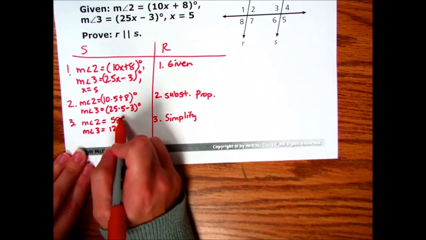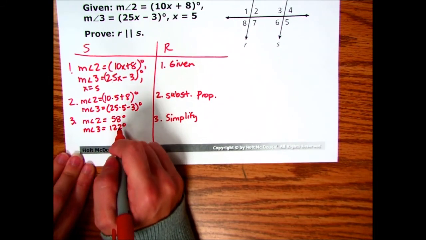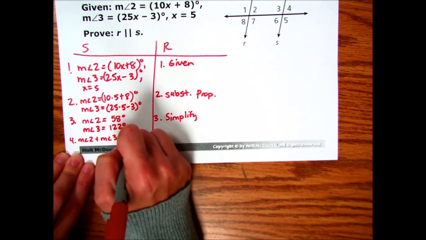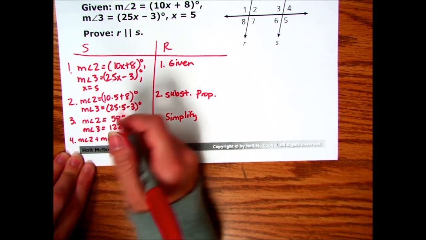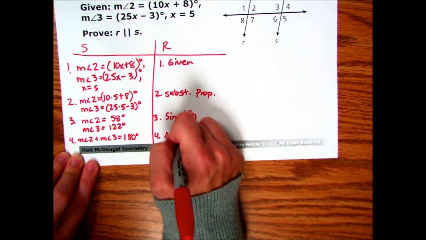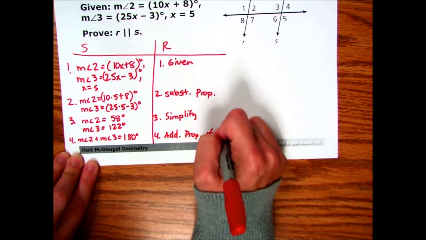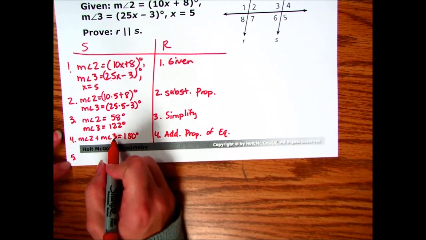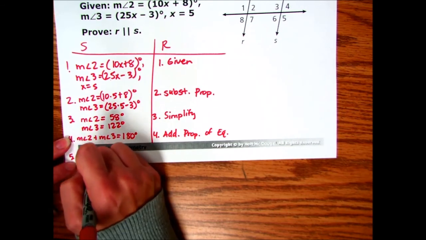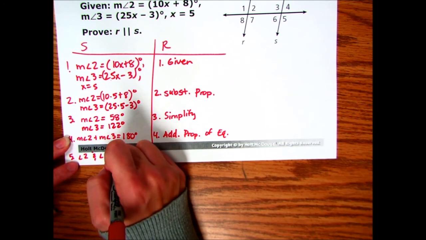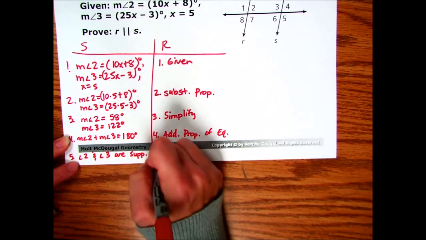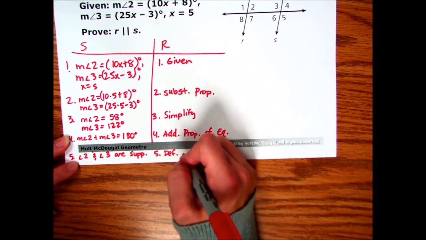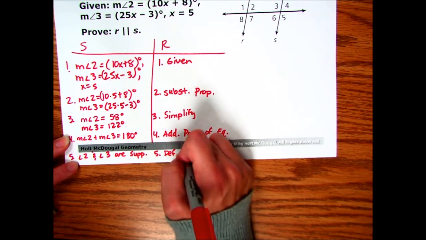Now if you notice these two angles, if we added them together, they would be equal to 180. So if I said that the measure of angle 2 plus the measure of angle 3 is equal to 180, what did I do? I added them together. That would make this the addition property. I'm going to skip down here to number 5. If I know I have two angles that add together to be 180, what does that tell me? That the two angles are supplementary. So angle 2 and angle 3 are supplementary angles. That's number 5. Why? Well, the definition of supplementary angles tells me that if two angles have a sum of 180 degrees, then they are supplementary.